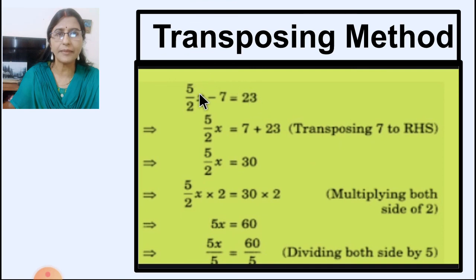In the transposing method, you will first bring this to the right side, and then the number which is multiplied by the variable, that you will have to remove one by one. Here we first removed 2, then we removed this, and then we will get the value of this variable.